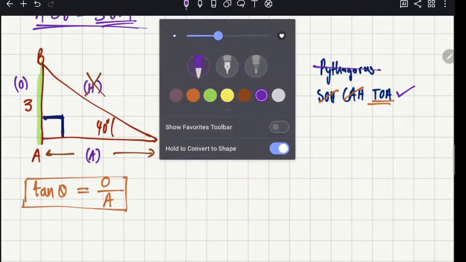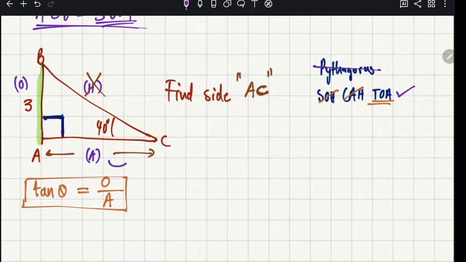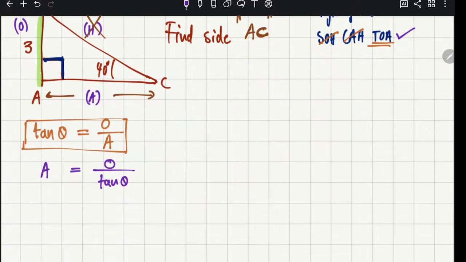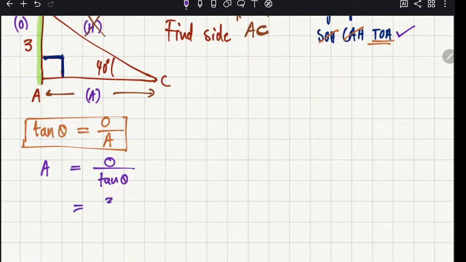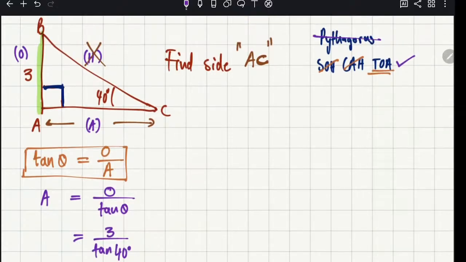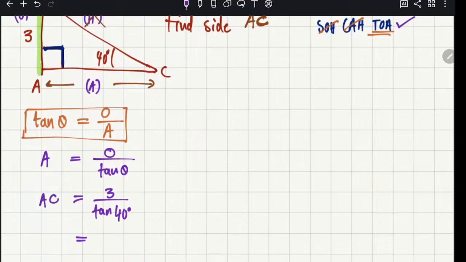Then, since you are looking for adjacent here, the A, you are going to swap it with tan theta. You now have adjacent will be opposite over tan theta. You swap them, which is going to be, what is the opposite? 3 over tan. What is theta? 40 degrees. What do you get for adjacent, which is your side AC? What is 3 divided by tan 40 degrees?